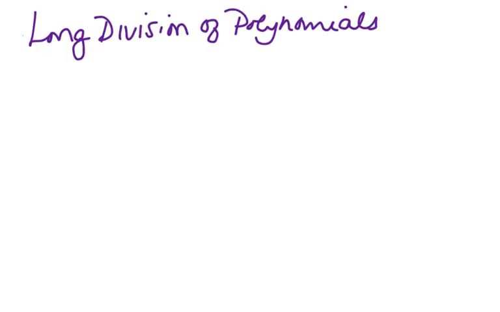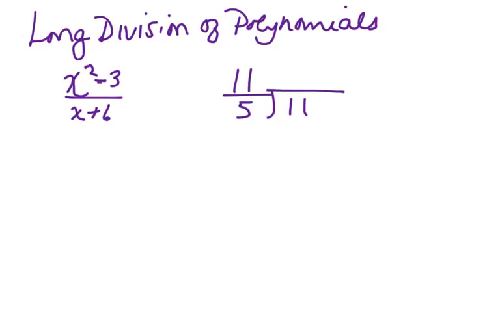Okay, this is a review of long division of polynomials, and I'm going to give you a rational function, x squared minus 3 over x plus 6. And just like a fraction, if you had 11 divided by 5, the numerator goes in the house. You remember that? So this looks like x plus 6 divided into x squared minus 3.